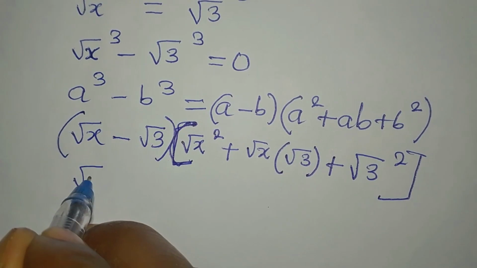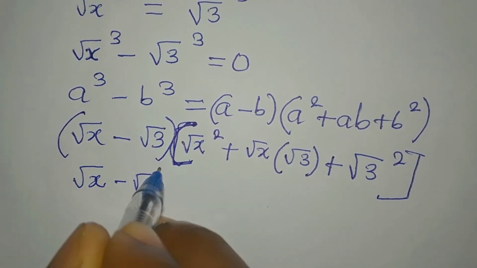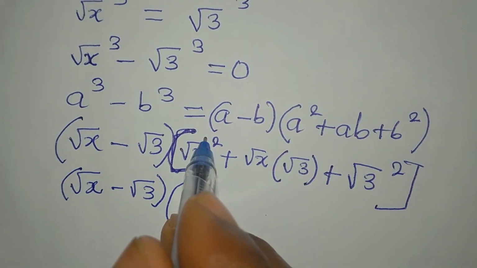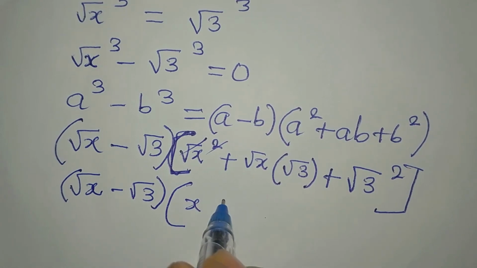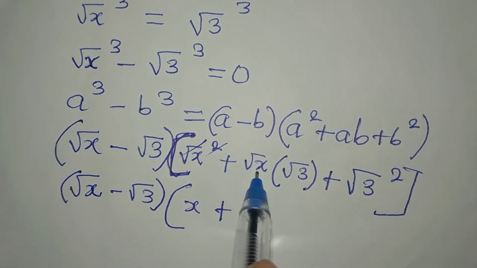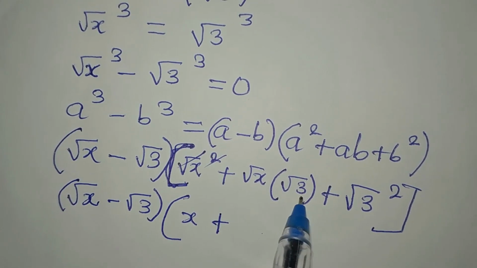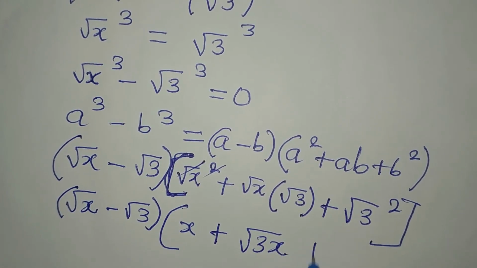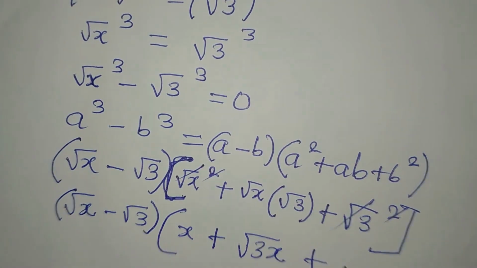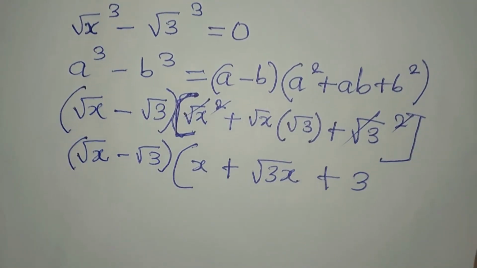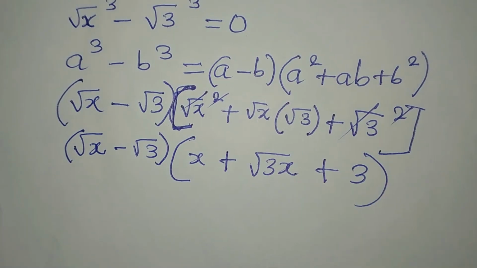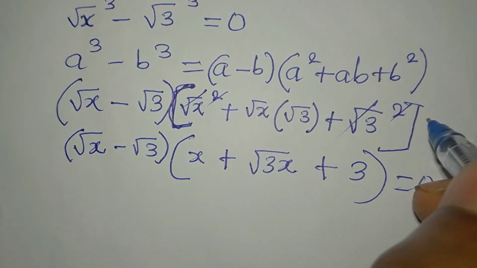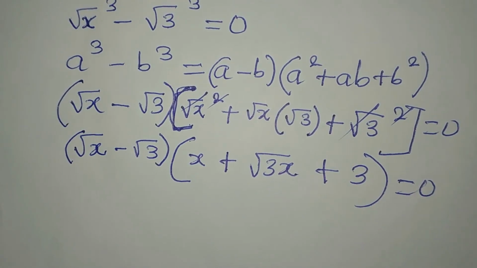I have square root of x minus square root of 3, the first factor. Then the second factor, this and this will go, so we have x, then plus root x multiplied by root 3 will give us square root of 3x. Then plus this is going with this, and we have 3. Then we close this. What do we do from here? We equate to 0, right? Because we had 0 on the right hand side.